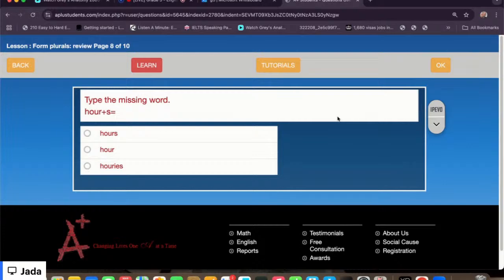So do you guys have any question concerning this lesson? If you haven't done this lesson, please try to complete this lesson. Alright. I hope that you guys have a good evening and see you all next time. Bye everyone.